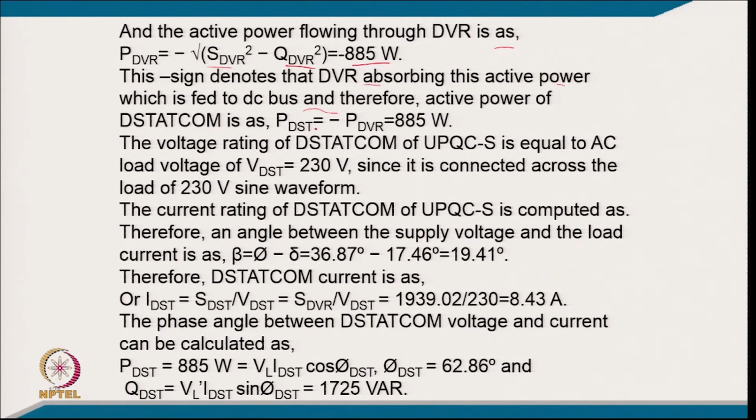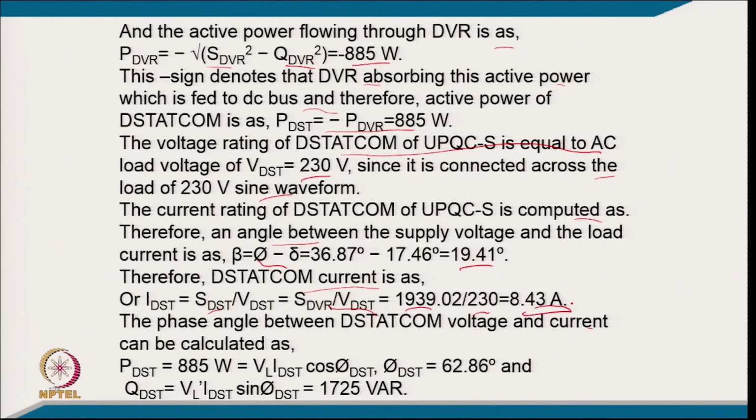Therefore, the active power of the D STATCOM is minus the DVR's, that is 885, and the voltage rating of the D STATCOM is the same, 230 volt, as it is connected across the load. The current rating of the D STATCOM is computed. The angle of the supply voltage will be beta equal to 5 minus delta, so it comes to 19.41. The D STATCOM current will be I_DSTATCOM equal to S_DSTATCOM divided by 230, since both ratings are equal. So, we get a current of 8.43.